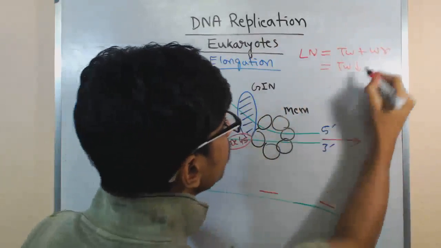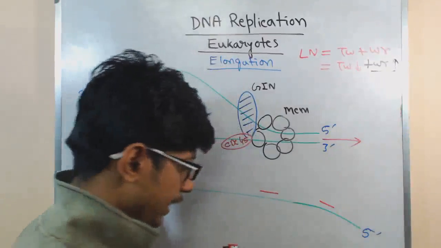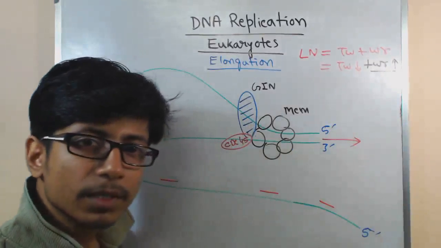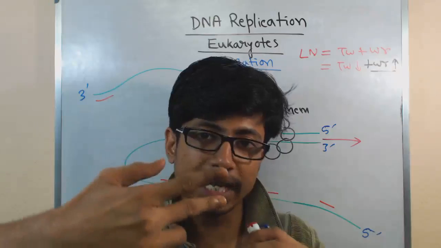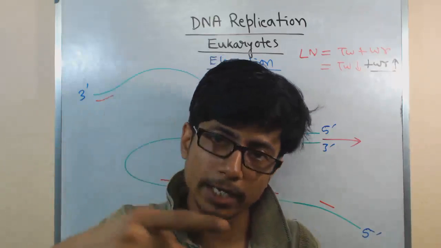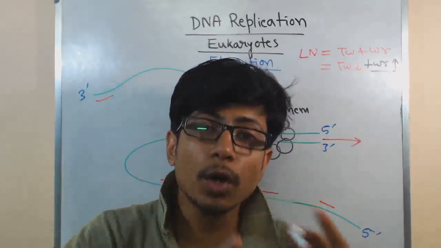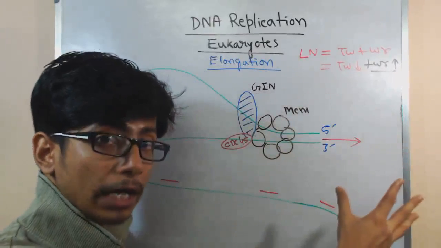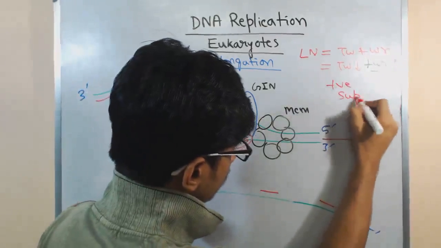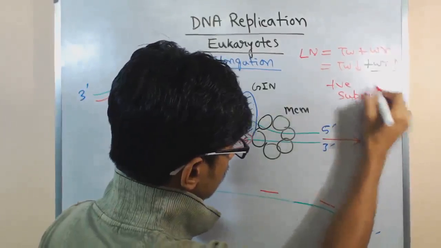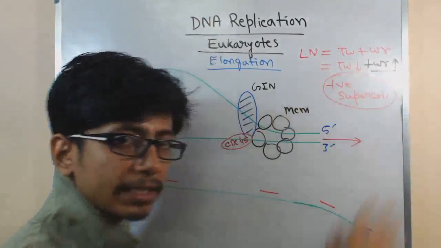So the writhe number is now increasing in the downstream region. As the writhe increases, it means the DNA is wrapping upon itself. DNA is a coiled molecule, and now it is further coiling itself, so it creates a positive supercoil at this downstream region.